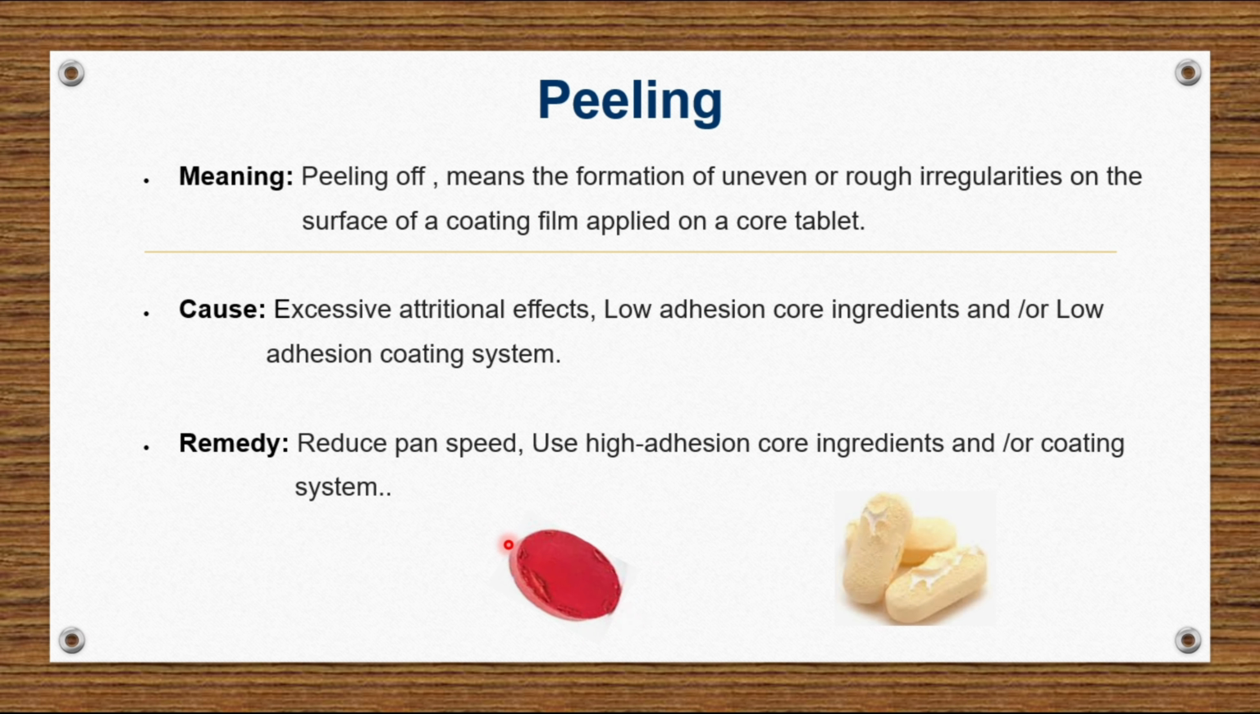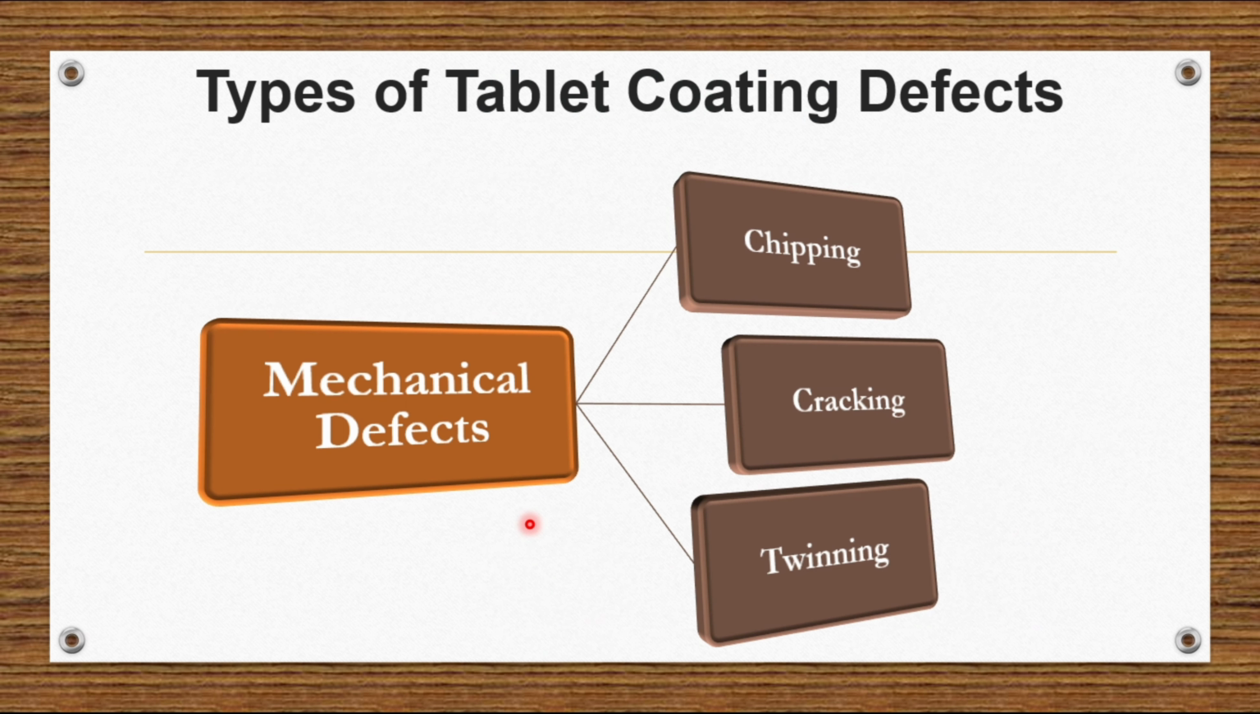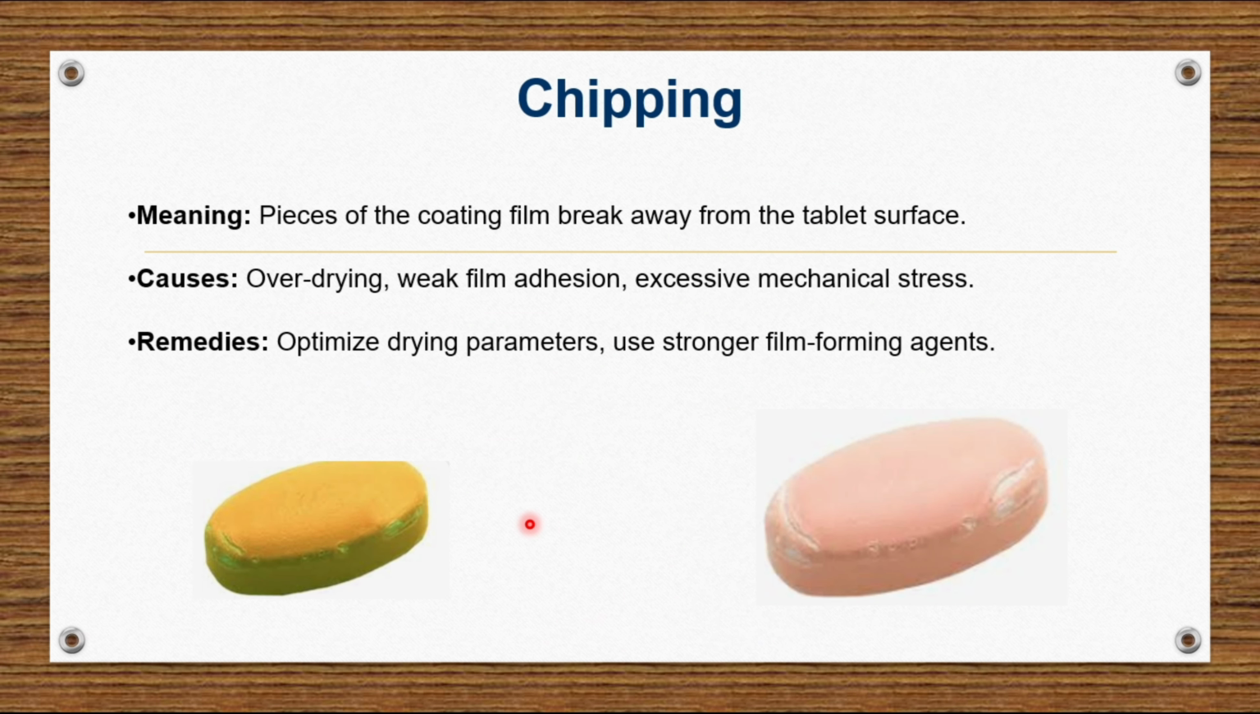Look at these images. Peeling looks like this. You can understand the meaning of peeling by looking at these images. Next, mechanical defects. Mechanical defects include chipping, cracking, twinning. What is the meaning of chipping? Chipping means pieces of a coating film break away from the tablet surface. Look at these images. Cause: over drying, weak film adhesion, excessive mechanical stress. What is the remedy? Remedies are: optimize drying parameters, use stronger film forming agents.